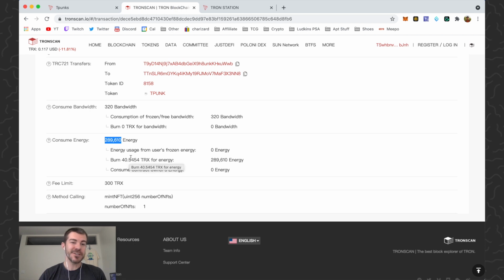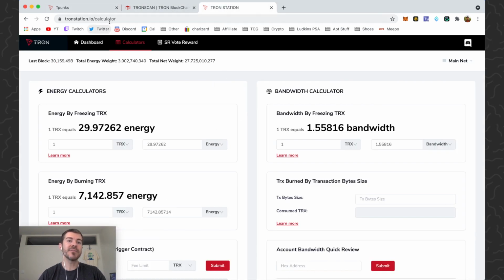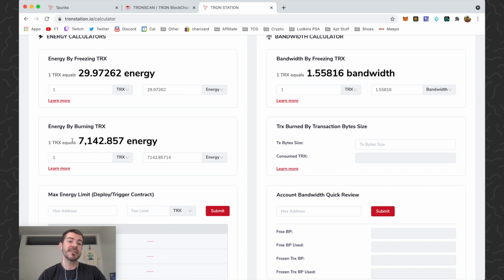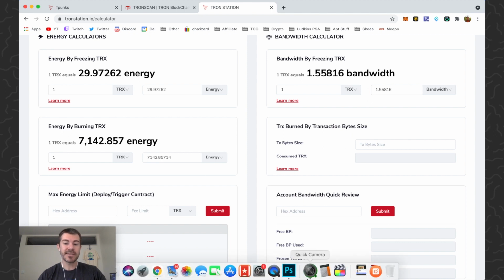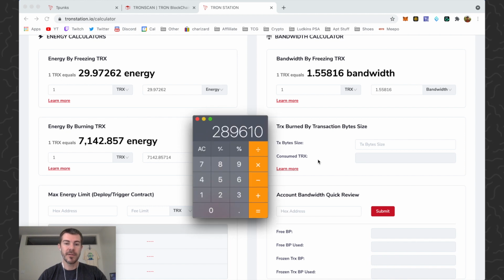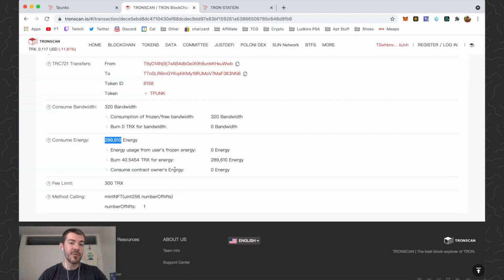If it doesn't show the amount of TRX, you can simply copy this number right here. This is the amount of energy, 289,000. Go to tronstation.io/calculator. Look right here. This is the amount of energy per TRX that's currently being burnt. So go to the calculator, paste the amount of energy, and divide that by this number right here, 7142. It'll show us that about 40 TRX will be burnt, which is exactly what we see right here. So that's how to calculate it.